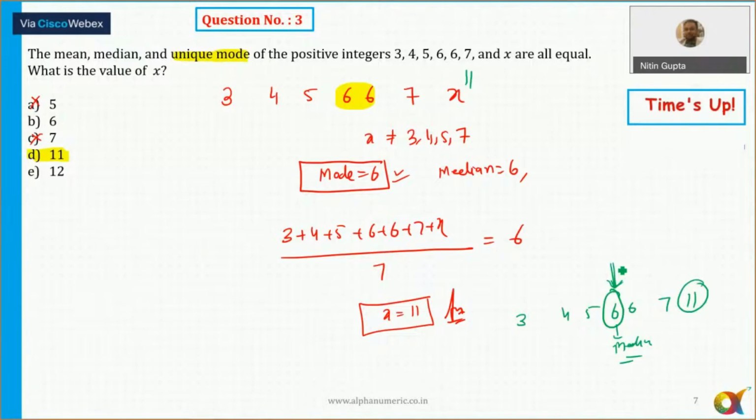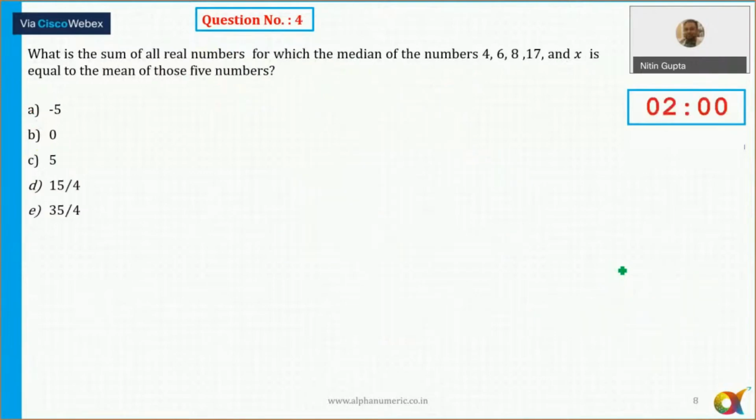So can we move to the next slide? All right, guys. So let's move ahead. Question number 4. Try this. Your time starts now.